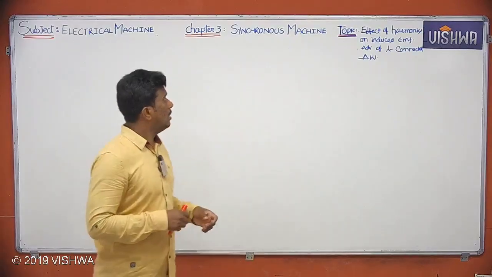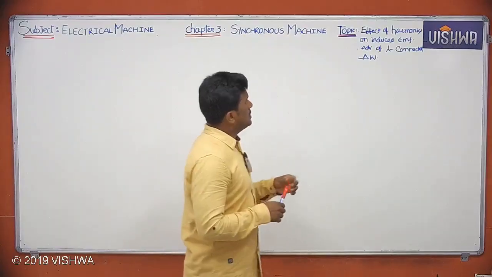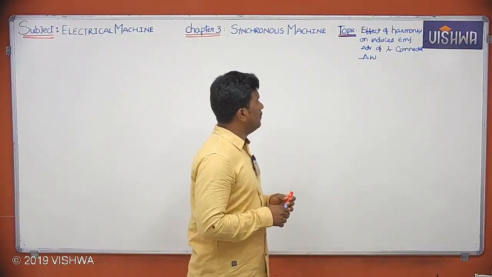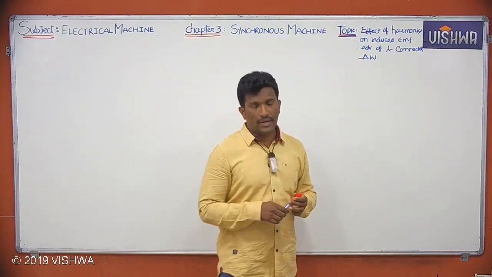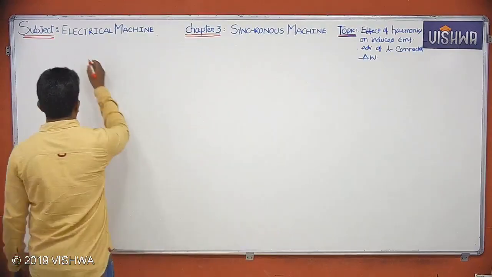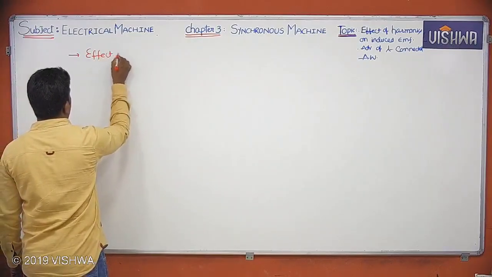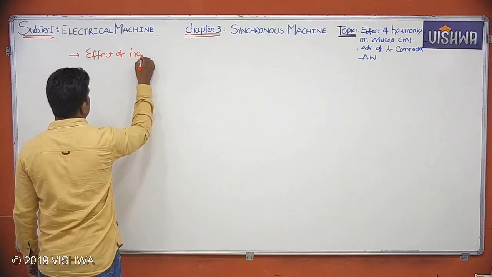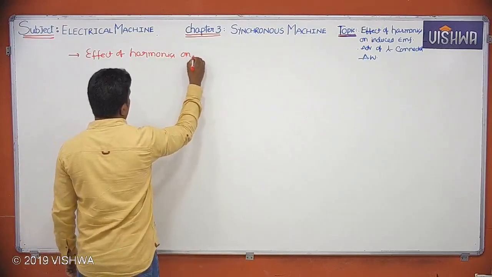In this session, in chapter number 3, Synchronous Machine, we'll discuss the effect of harmonics on induced EMF and the advantage of star connected armature winding. Okay, so first of all, let me take the effect of harmonics on induced EMF.